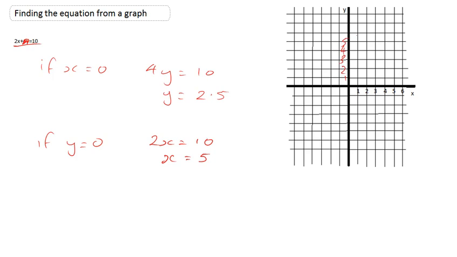So when x was 0, y was 2.5, which is there. When y is 0, x is 5, which is there. So therefore my graph does something along the lines of that.